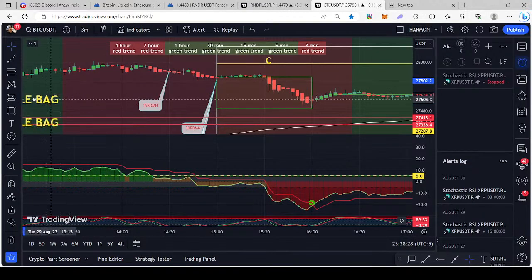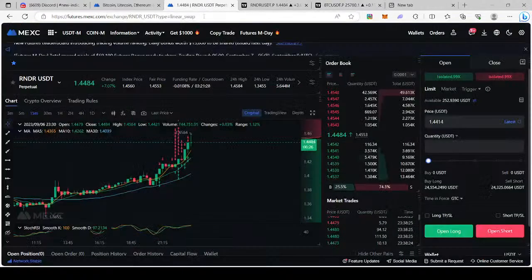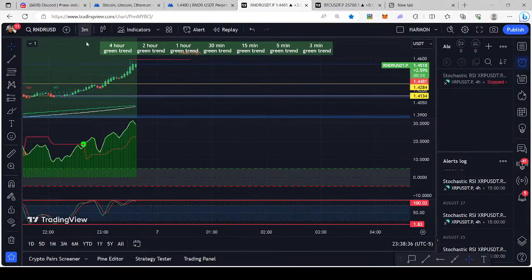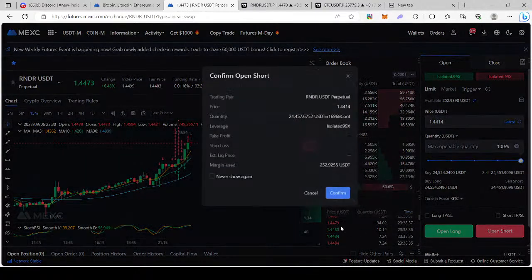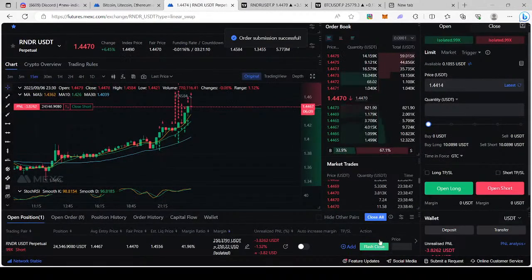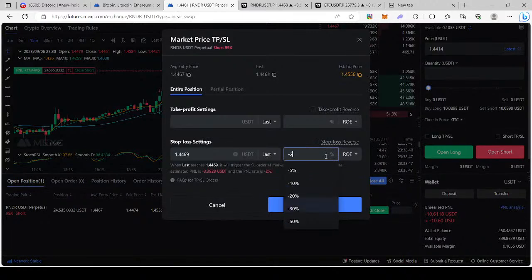So currently, this is a small bag trade. So let's get in here and let me watch Render real quick. 3-minute breaking down. Okay. I'm just doing a track of a trade right now.